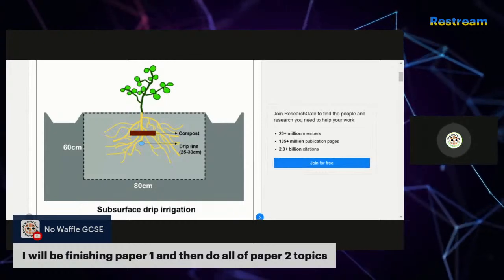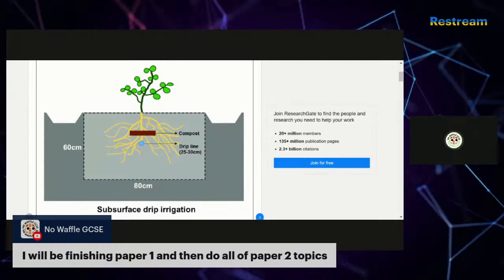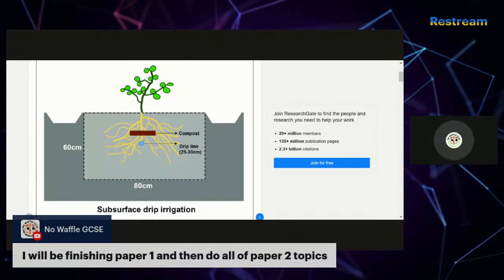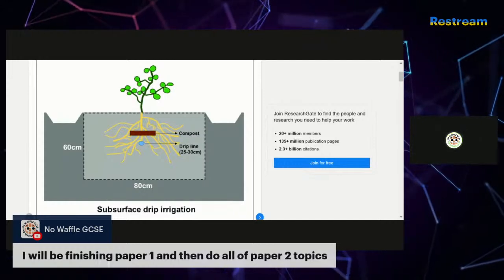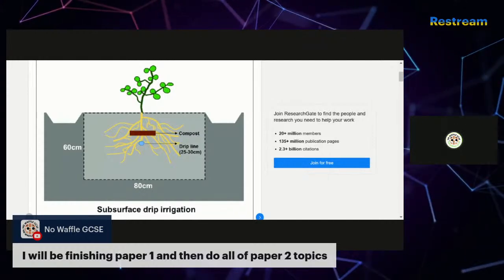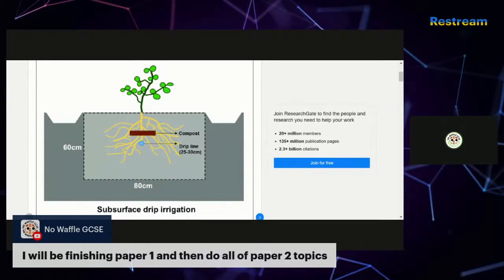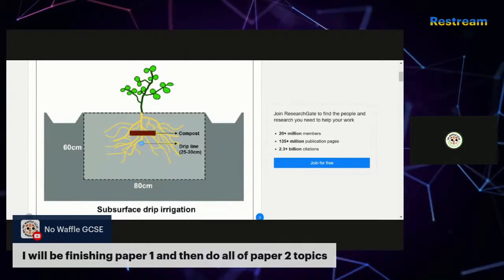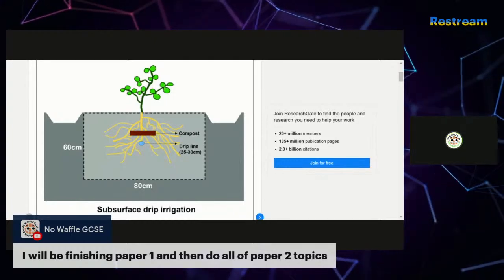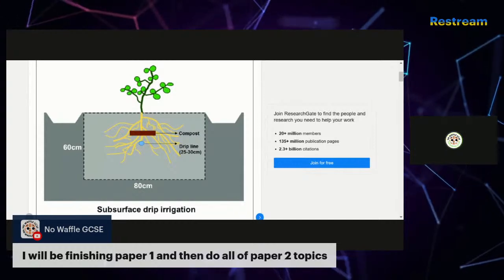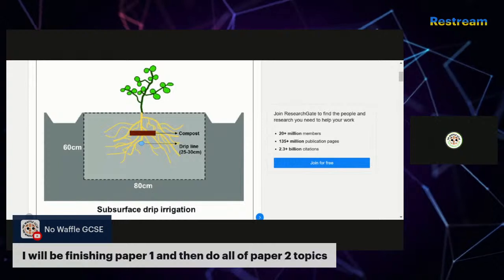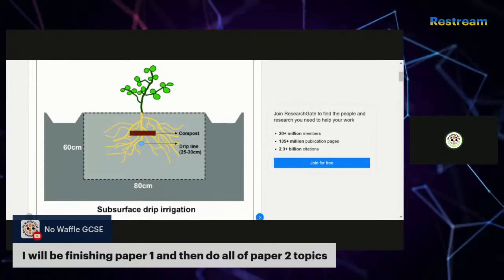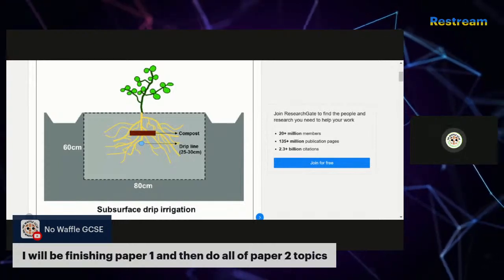Now there's also hydroponics and aeroponics. Hydroponics and aeroponics are both methods of growing plants without soil. In hydroponics, plants grow in a nutrient solution.